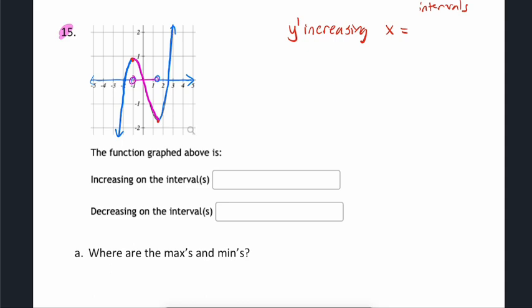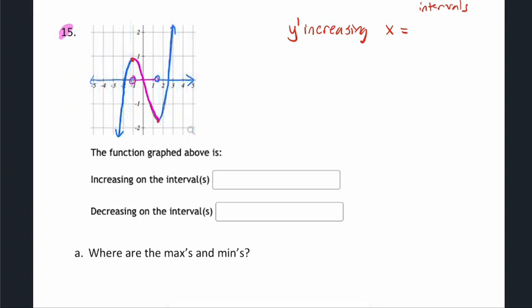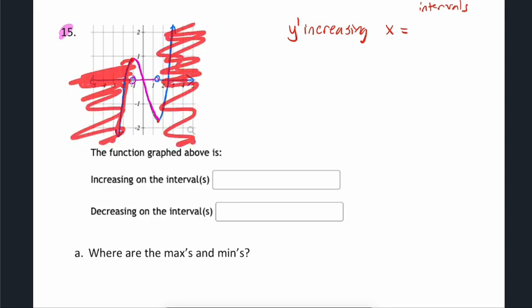The interval is always the x's, where that is happening. So the interval we're going to put down is related to the x's. My y's are increasing for these x's. My y's are increasing for these x's. My y's are decreasing for these x's. Does that make sense? So if my line is going up, my y's are going up for this x range, and my y's are going up for this x range, okay?